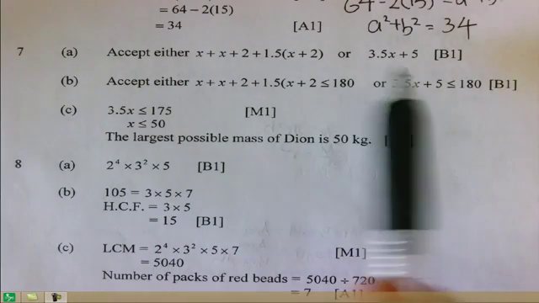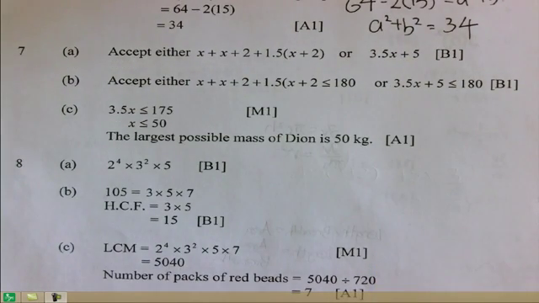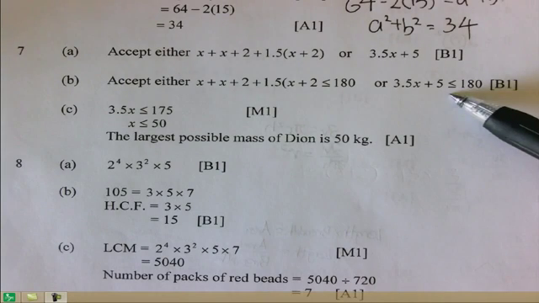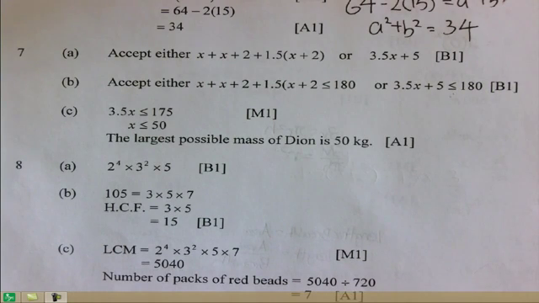So we take this 3.5x plus 5 is not more than 180 kg. Not more means that it can still be equal to 180 kg. That's why it's 3.5x plus 5 is less than or equal to 180. You must have this less than or equal to 180 because it can be 180 itself.